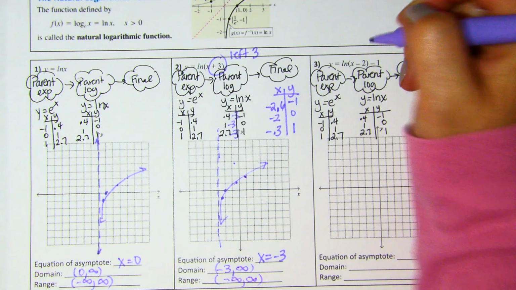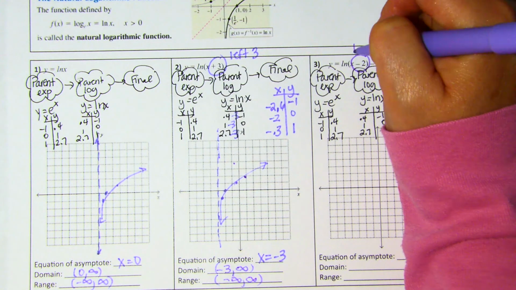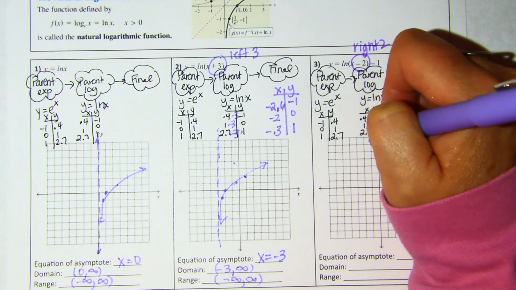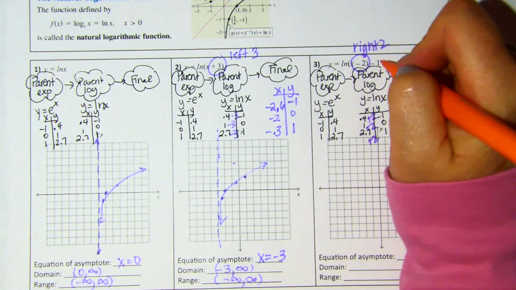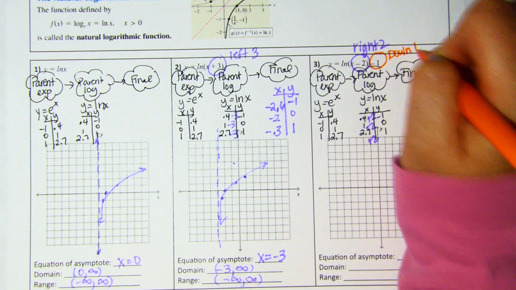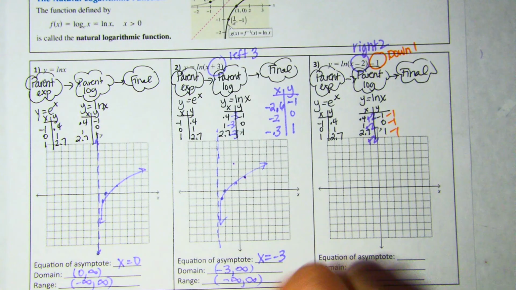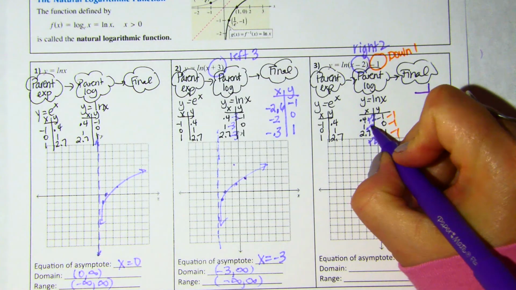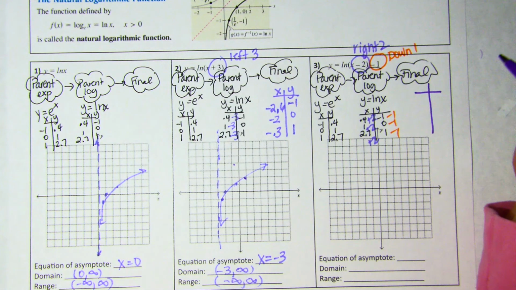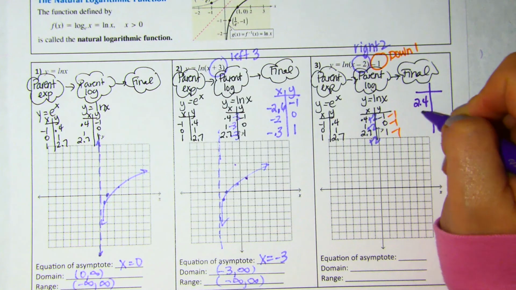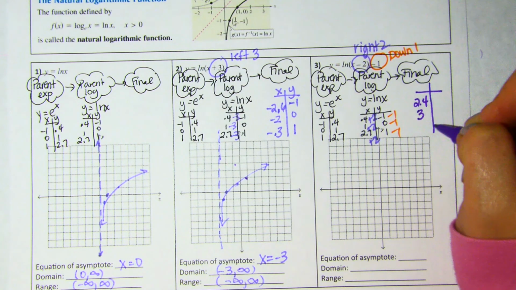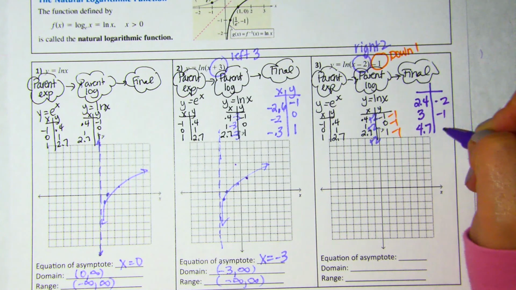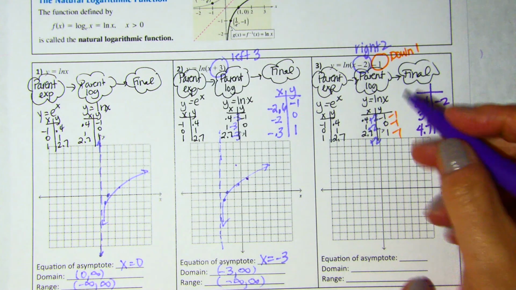And then same thing here. Inside there, it's a minus 2, which means it goes to the right 2. So I'm going to do +2, +2, +2. And then out here, it's a -1, which means it goes down 1. So -1, -1, -1. So for my final, 0.4 plus 2 is 2.4. 1 plus 2 is 3. And then this one is 4.7. -1 minus 1 is a -2. A -1. This is a 0. It goes to the right 2.